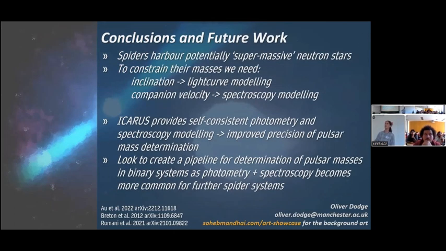So in conclusion, I hope I've convinced you that optical modeling of spiders is a good way to constrain pulsar masses. We need the inclination from light curve modeling, the companion's velocity from spectroscopy modeling, and Icarus should help us provide this super precisely and get nice precise pulsar masses. And if this works and we can get it running a bit quicker, we'll look to create a pipeline for any given spider that has a bit of photometry and a bit of spectroscopy, send them into Icarus, and we'll get a nice precise pulsar mass out.